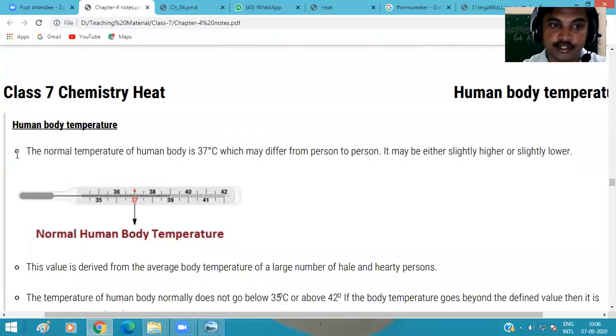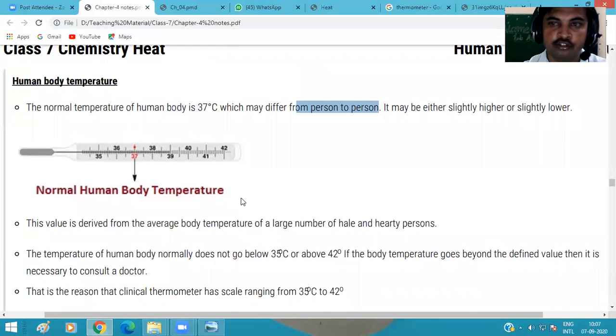What is the human body temperature? It is 37 degrees Celsius, and it differs from person to person. It means it may be slightly lower or higher. It may be 36.9 or 37.1 or 37.12. So we see it slightly lower and higher, because it is different from person to person. It is a normal human body temperature.